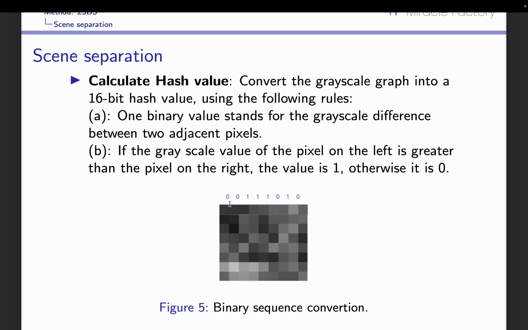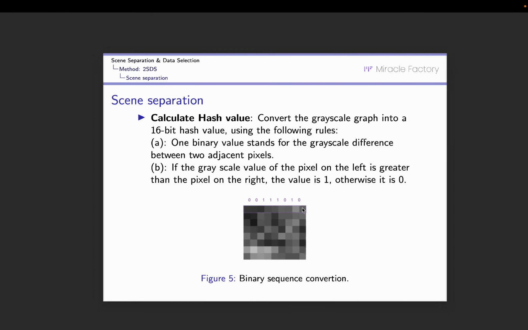And essentially we have 9 pixels in a row, so we have an 8-bit long binary sequence. So the entire image will be converted into 8 times 8, that is a 64-bit binary sequence, and we convert the binary sequence into a 16-bit hash value. So this is the conversion from the grayscale graph to the 16-bit hash value.